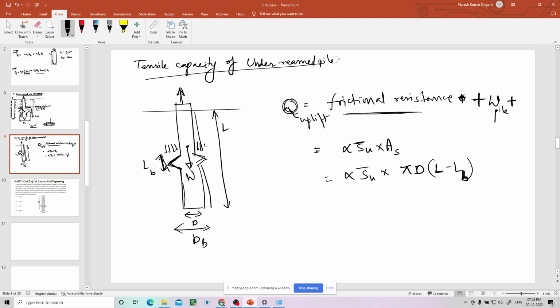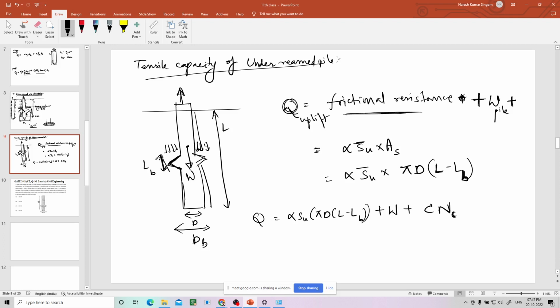So what is the bearing? Let me write again. Alpha SU into pi d L minus LB. This is frictional resistance. Then weight of the pile. Then bearing resistance in the downward direction, CNC. We know that CNC is the bearing resistance.